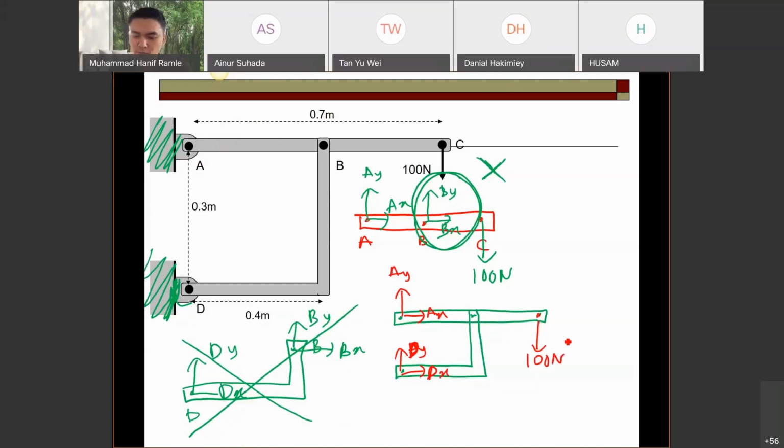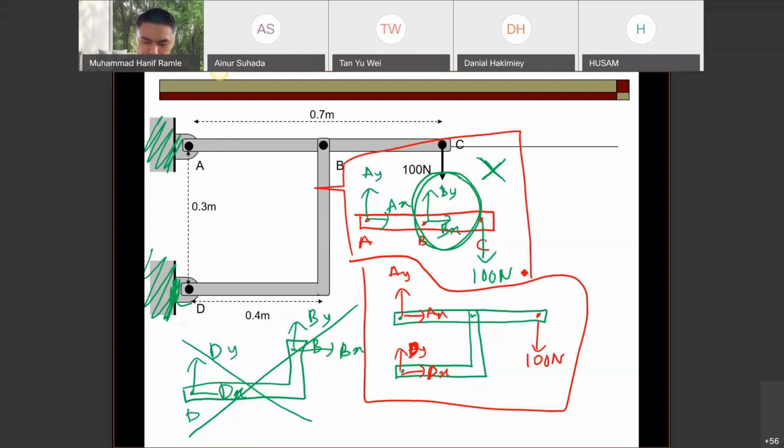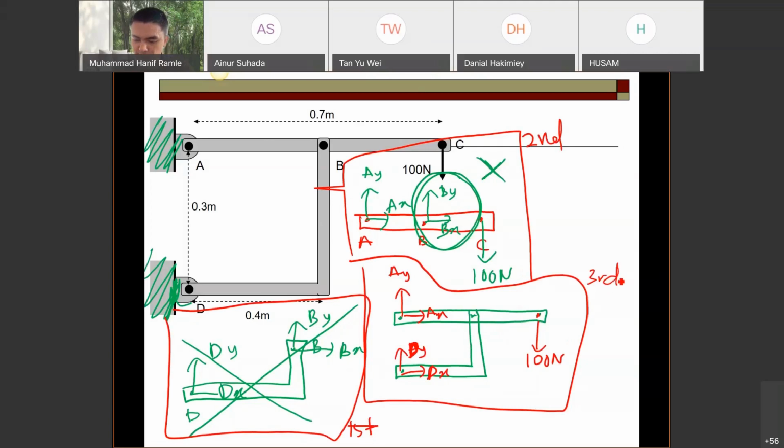So if you use the third FBD, let me call this one third FBD, this one second FBD, this one first FBD. Only the third. If you use the third FBD, you will get the answer that is required. Understand? So make sure that you choose the correct FBD to solve the problem. In this case, there are 3 possible FBDs.